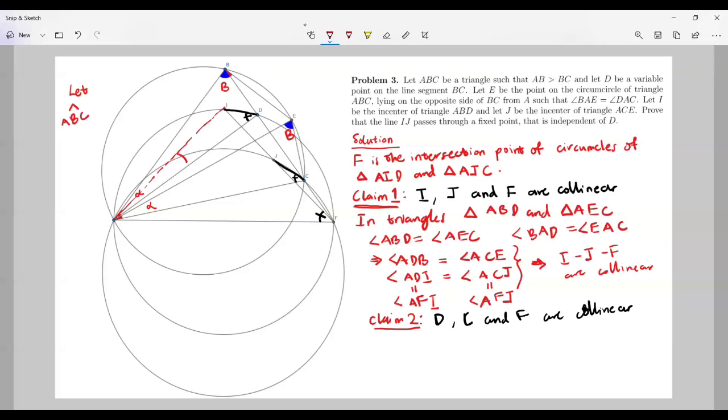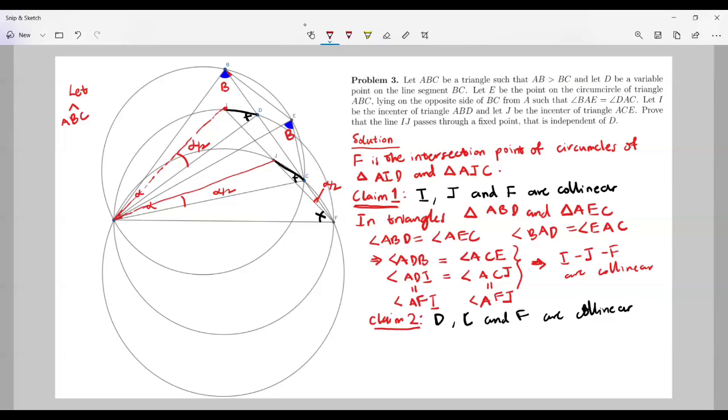So this angle here is alpha over 2 because of the in-center, and the in-center by definition is the intersection point of all the angular bisectors of a triangle, or the interior angle bisectors of the triangle. So this is also alpha over 2. Okay, so now in a similar fashion, we have that this angle here is alpha over 2.